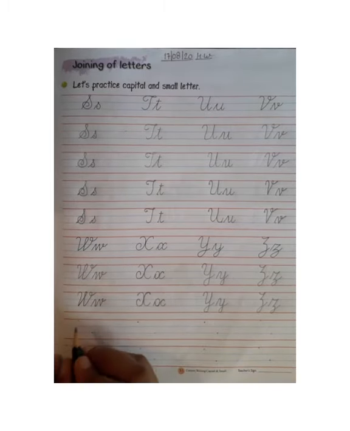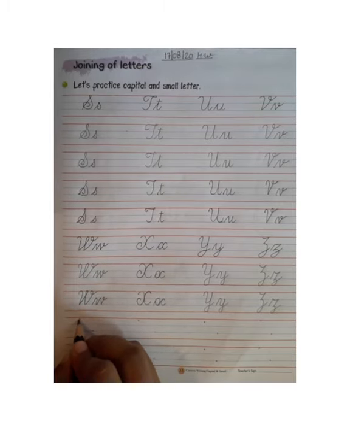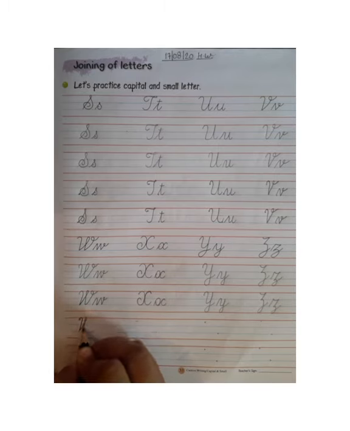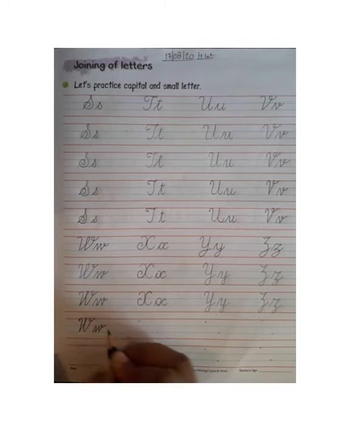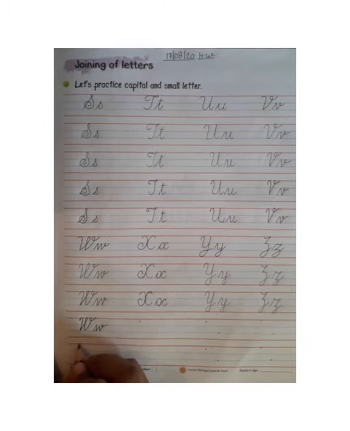Okay, now we will make capital cursive W and small cursive W together. We will start from the dot and make like this. You can see how to make capital cursive W and small cursive W together, and you will make it like this.